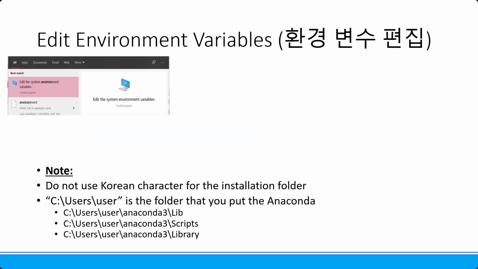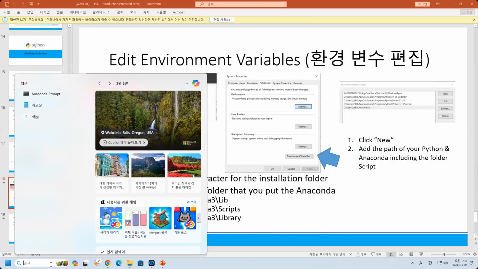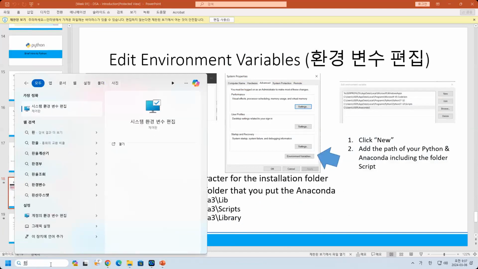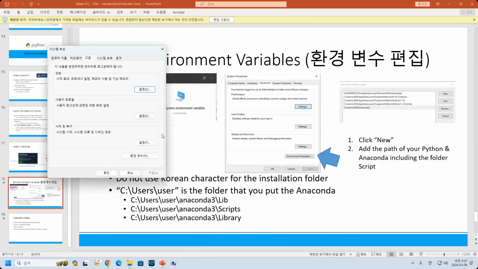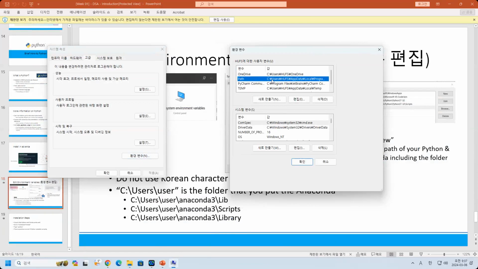You need to edit the environment variables. Let me show you. This is the system environment variables, and then you can go to the environment variables, and there is Path. Please put these three folders: we can see these are Lib, Scripts, and Library, and they are inside the Anaconda folder.